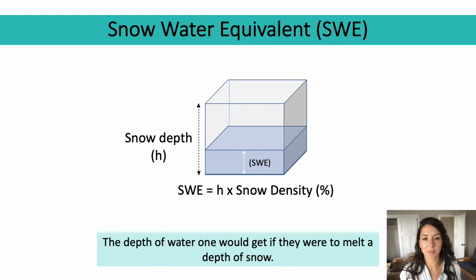Okay, before we get into the modeling component of this work, I want to define one term. Snow water equivalent, or SWE, is a commonly used metric when we talk about snow as a water resource. SWE describes the depth of water one would get if they were to melt a depth of snow, and it is the product of snow depth and snow density.